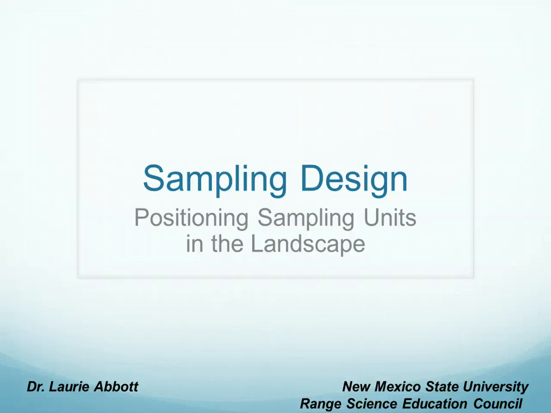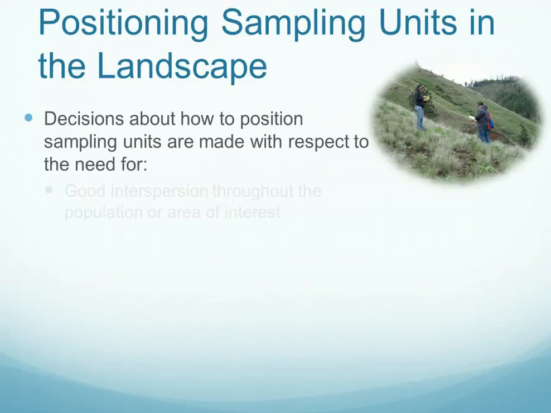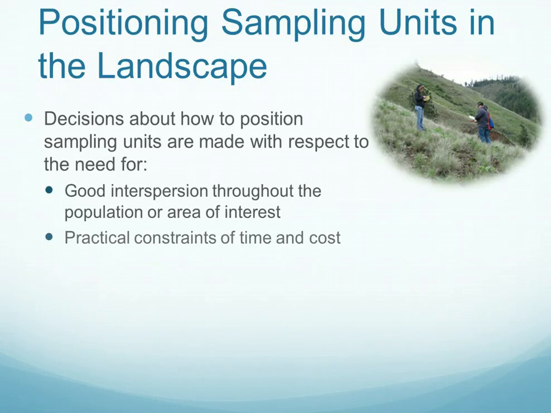Positioning sampling units in the landscape. How do we decide where to put our sampling units when we are determining our sampling design? These decisions are made with respect to the need for good interspersion throughout the population or the area of interest, practical constraints of time and cost, and the need for randomization.